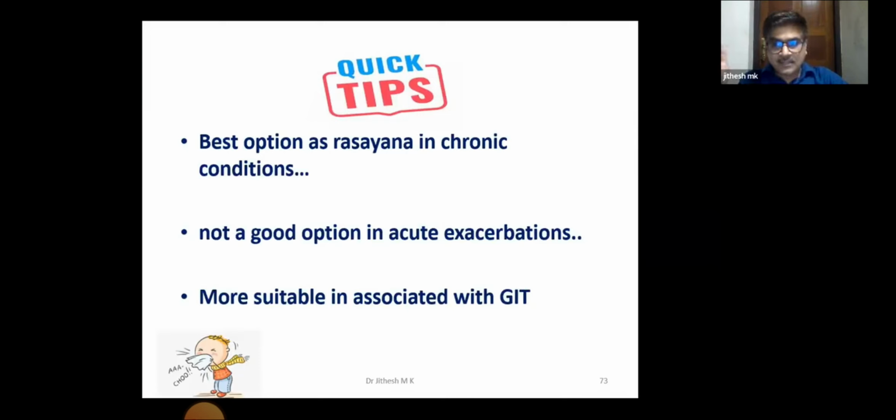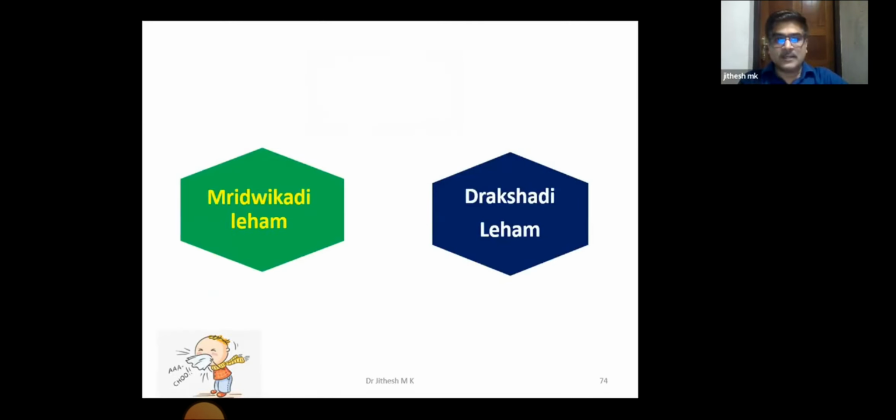Agastya Rasayana is a Rasayana. It is not a Samana treatment. Definitely, it is not a good option in case of acute exacerbations. And again, the best option in the conditions along with the respiratory conditions, along with the GIT symptoms, that is, with the constipation, the excessive abdominal distension, excessive burning sensation, etc. If the wheezing patient exhibits these kinds of symptoms, the best option will be Agastya Rasayana.